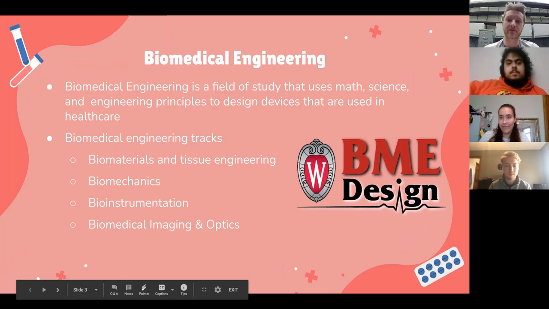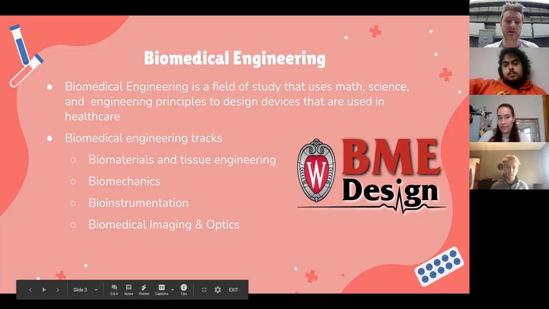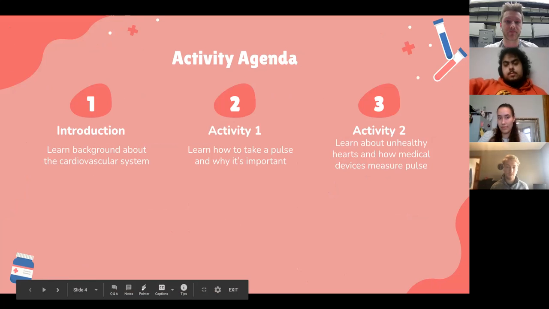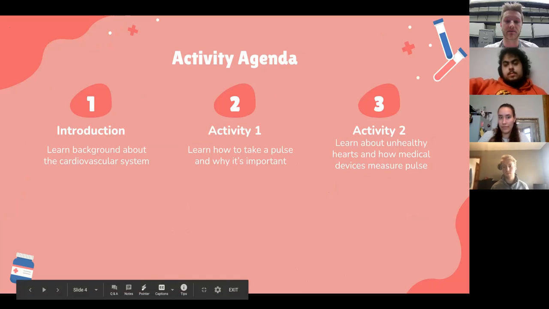Biomedical engineering is a field of study that uses math, science, and engineering principles to design devices that are used in healthcare. There are several tracks within biomedical engineering that include biomaterials and tissue engineering, biomechanics, bioinstrumentation, and biomedical imaging. Today we'll be exploring bioinstrumentation. We will start out with an introduction and background on the cardiovascular system, followed by two activities to measure our pulse and talk about what our pulse means in medical devices.